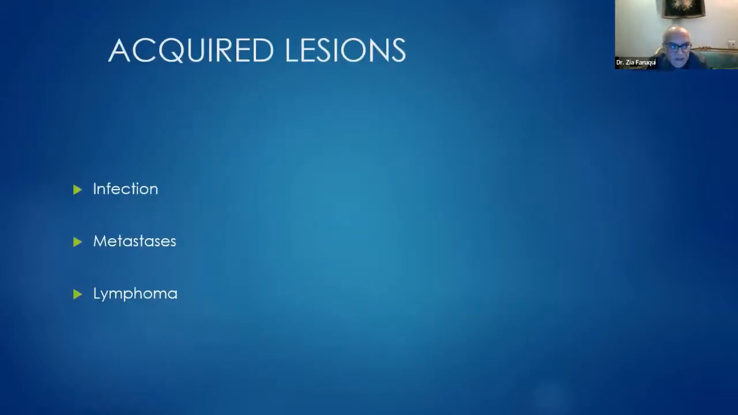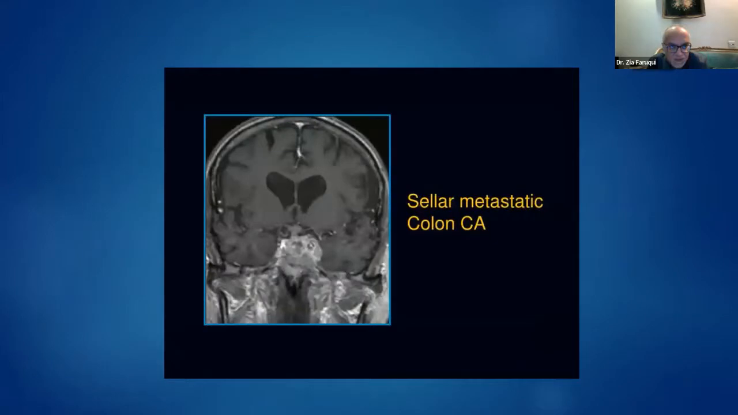Acquired lesions include infections, metastases, lymphoma. Tumors are usually no respecter of boundaries, so they will tend to involve adjacent structures as well. This is a metastatic colonic carcinoma. You can see it's destroyed the bone, it's involved the sella turcica, it's involved the cavernous sinus, and a benign lesion obviously would not do that.